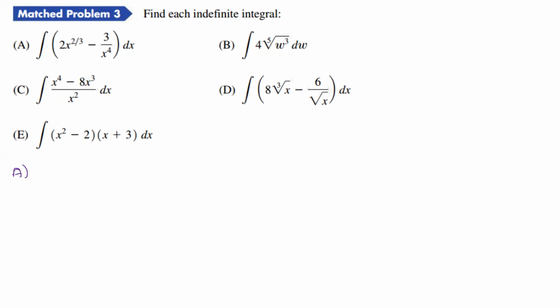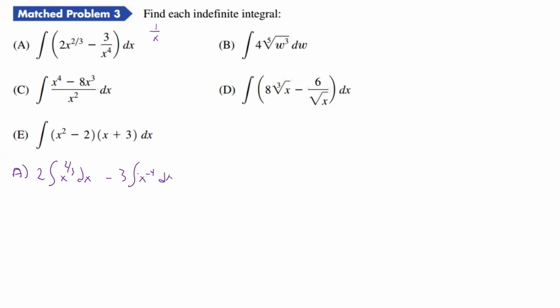So again, we're going to just pull out the constants. So that's going to be 2 integral of x to the 2/3 dx minus 3. Now here, I think what I'm going to do is rewrite that x to the fourth, because we have a 1 over x we can do, but we don't really have anything with an x to the fourth in the denominator or even an x squared. So these are going to be special ones. So, the 2/3 is also kind of special. So let's rewrite this as minus 3 integral of x to the minus 4 dx.